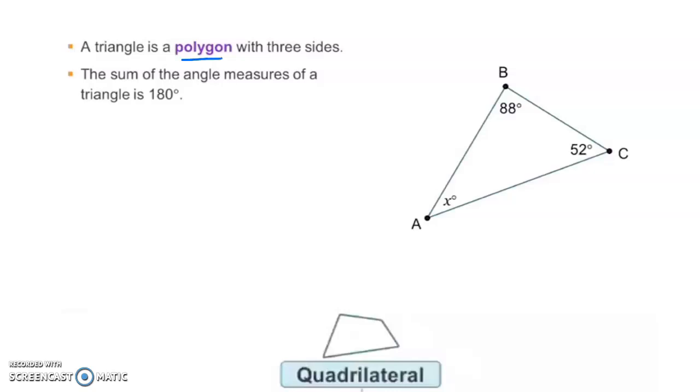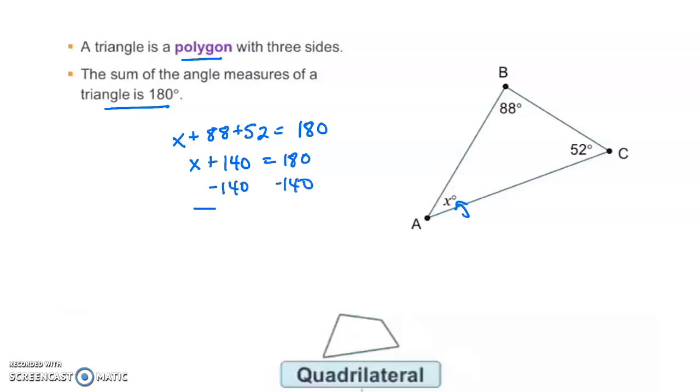First off, a polygon is just a multi-sided figure, and a triangle actually is a multi-sided figure. It has three sides. One of the things we know is that the sum of the angles equals 180 degrees. So if we're trying to find a missing angle, we could set up an equation: x plus 88 plus 52 is equal to 180 degrees. And if I added 88 and 52 together, I would get 140, so x plus 140 equals 180. Then to find x, I just solve for x. X is 40 degrees. That's what we know about triangles.